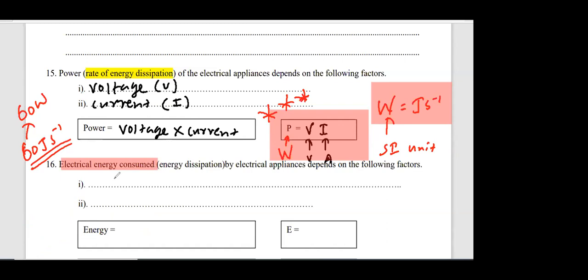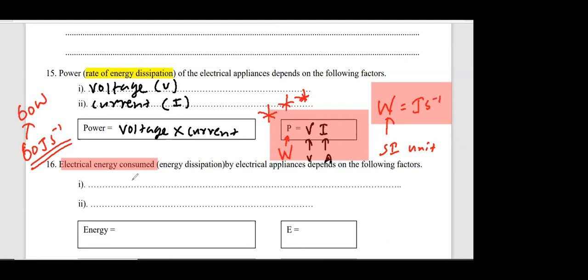So number 16, energy consumed depends on two factors. I told you earlier, duration matters. Whether you are ironing clothes for 1 hour or 2 hours, whether you are watching the television for 1, 2 or 3 hours, whether you are staying in front of a mobile phone or laptop screen, how many hours or how many seconds, the duration matters and the power matters.